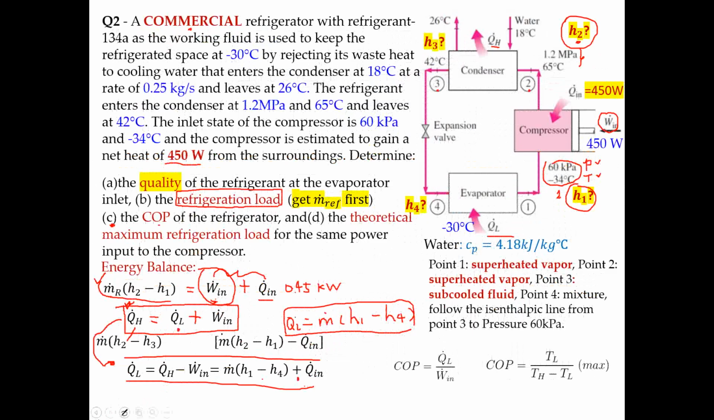Okay. Now you just need to use the pH diagram and use all the pressure and temperature given to you to find out what's H1, H2, H3, and H4.